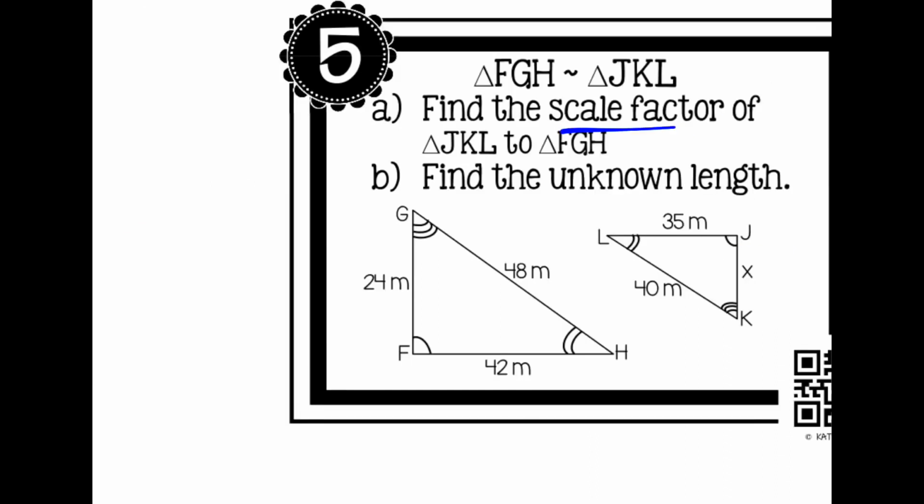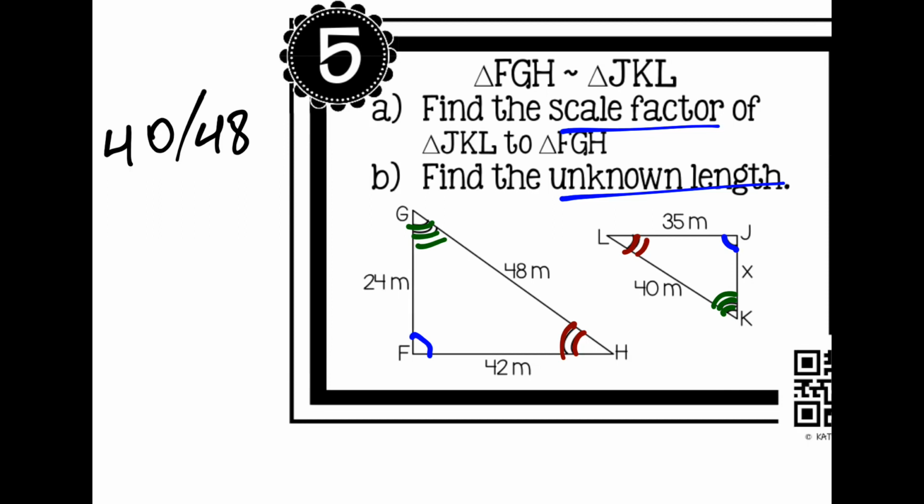For 5, they want to know the scale factor and then the unknown lengths. If you're paying attention, we had to rotate one of these triangles because the single loop matches up with the single loop, but the double loop here matches up with this double loop, and the green angle matches up with the green angle. So we can kind of match these up by color.